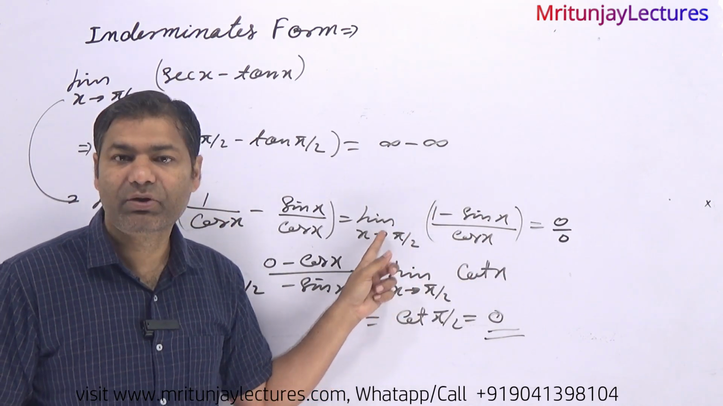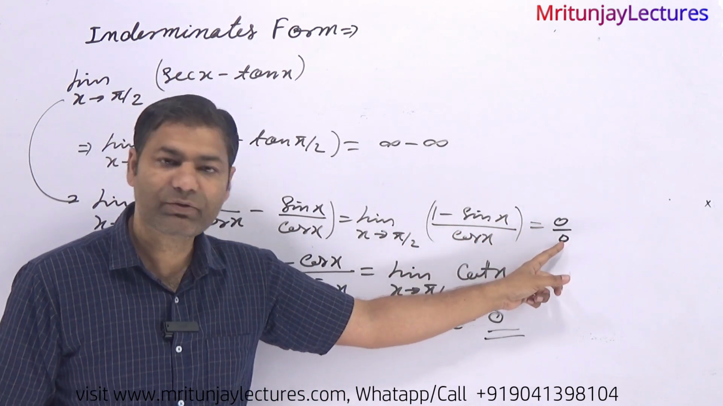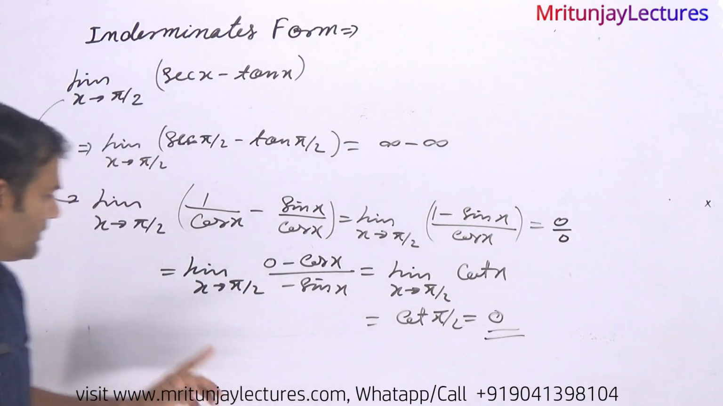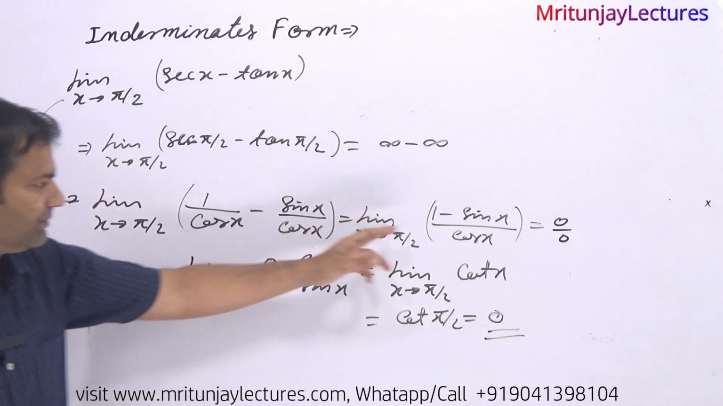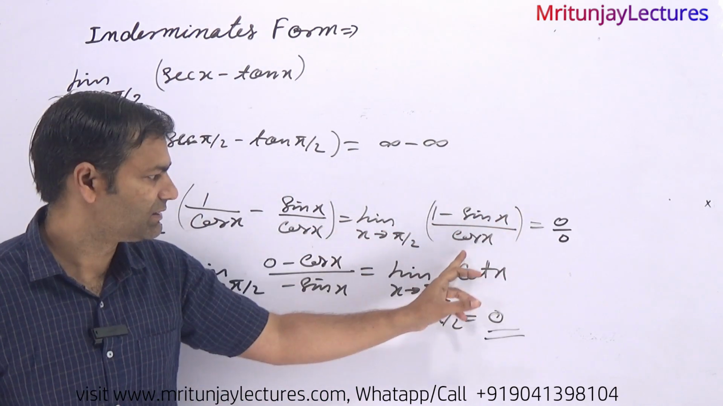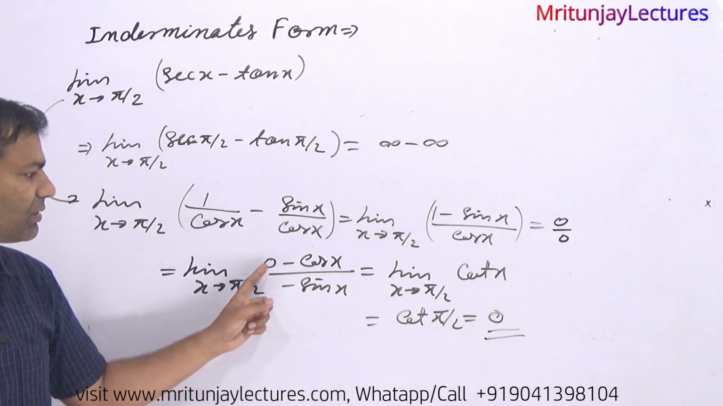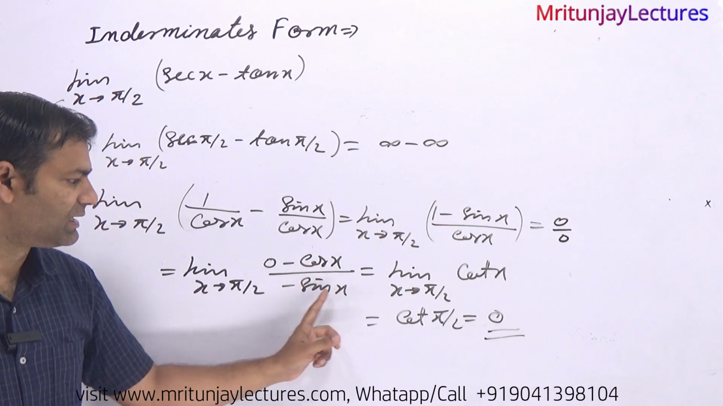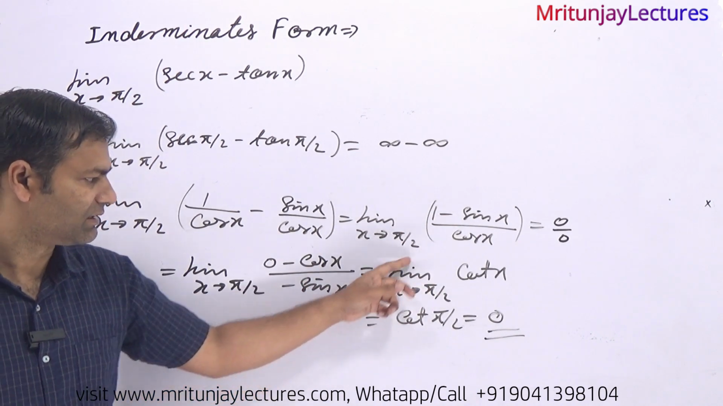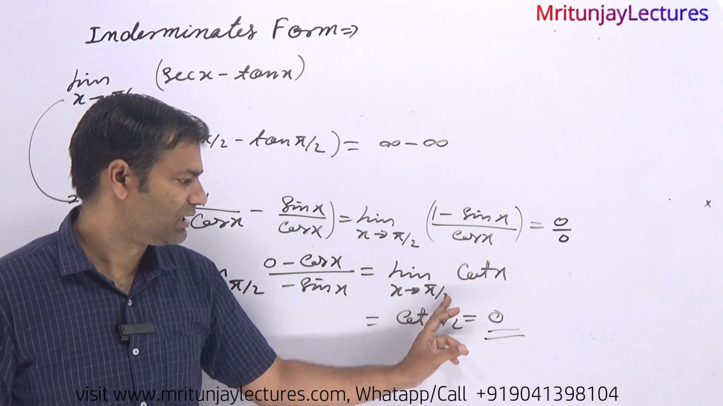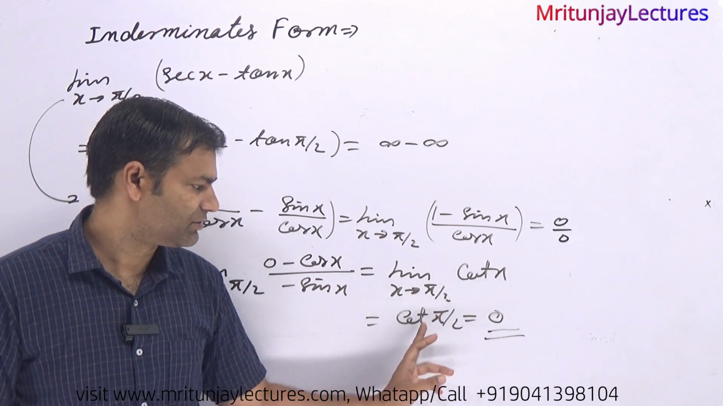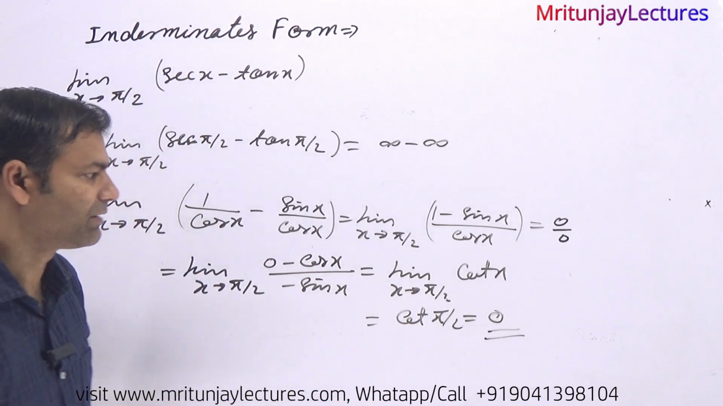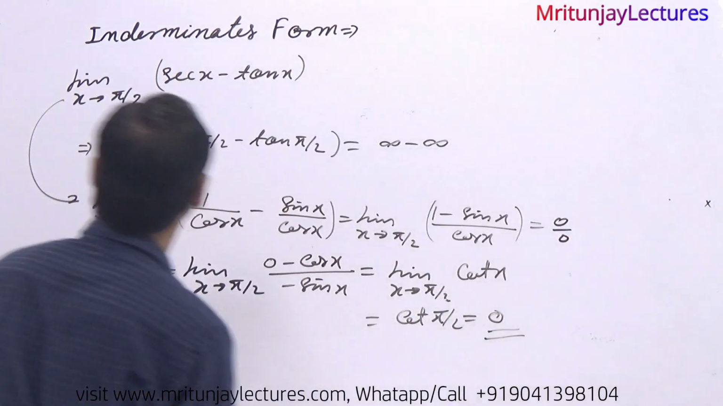If x is equal to pi by 2 is put here, then 0 by 0 form, it means you can apply L'Hospital rule. Okay, differentiate this one with respect to x, and this one also with respect to x, then we got 0 minus cos x divided by minus sin x, then we got cot x. Put x is equal to pi by 2, then we got cot pi by 2, that is 0. This 0 is the final answer. Make it. After that we will discuss another question.